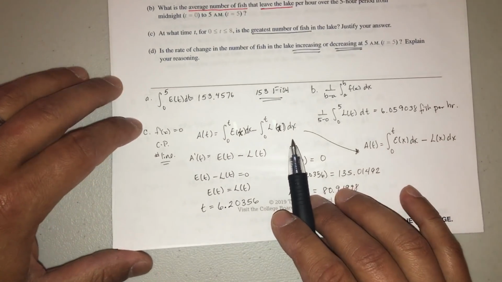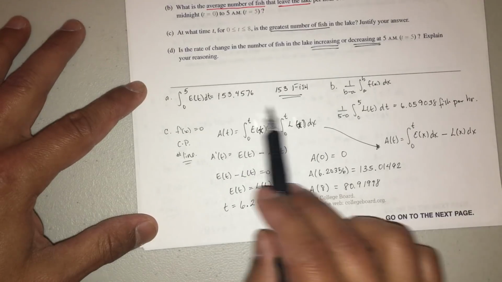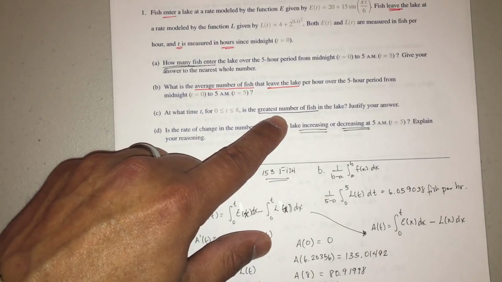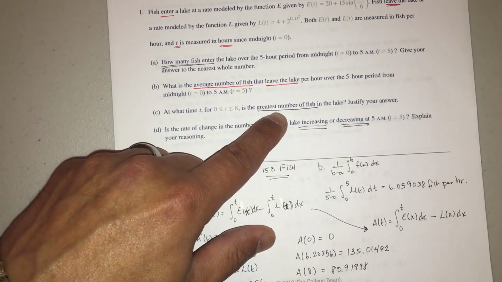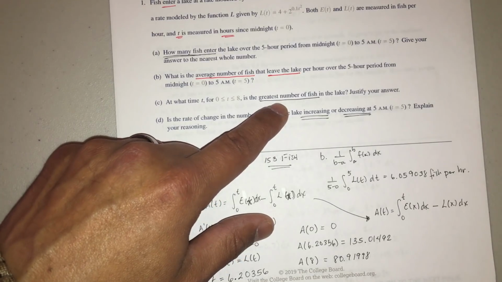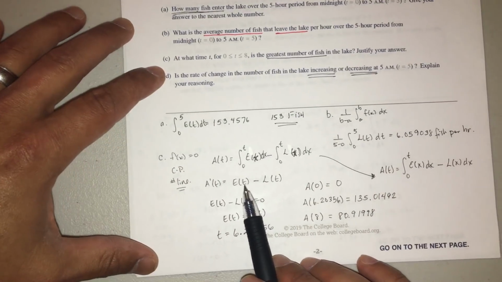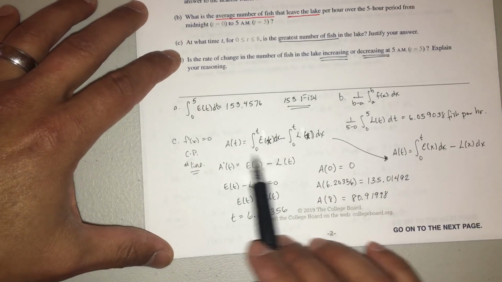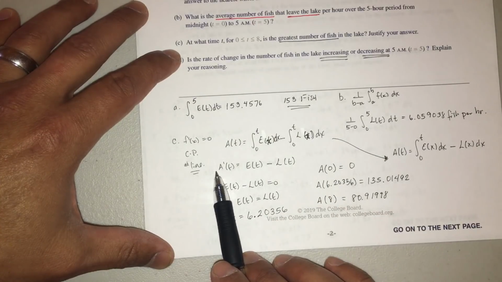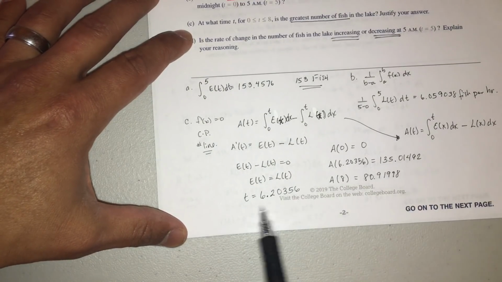What is the greatest number of fish? That means I need to incorporate everything. I need my general equation. How do I find the greatest number? It's talking about your max, your min. As soon as you know that, you need your first derivative, set it equal to 0, find the critical point, and then find your values. So first, for accumulated rate, you need the general equation. Derivative, set it equal to 0. E of t has to equal L of t. Boom, you get your critical point.